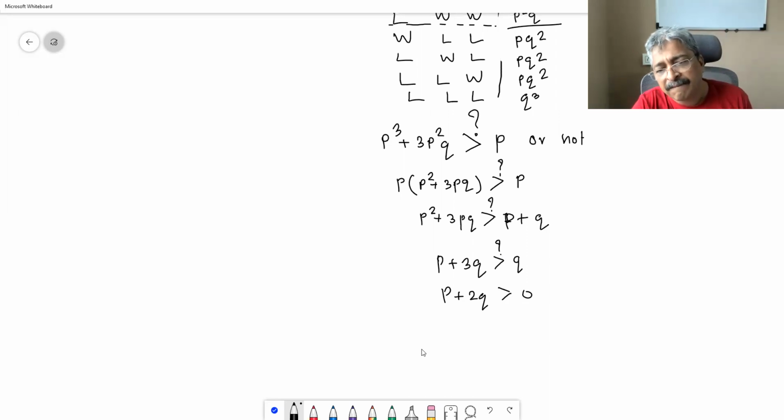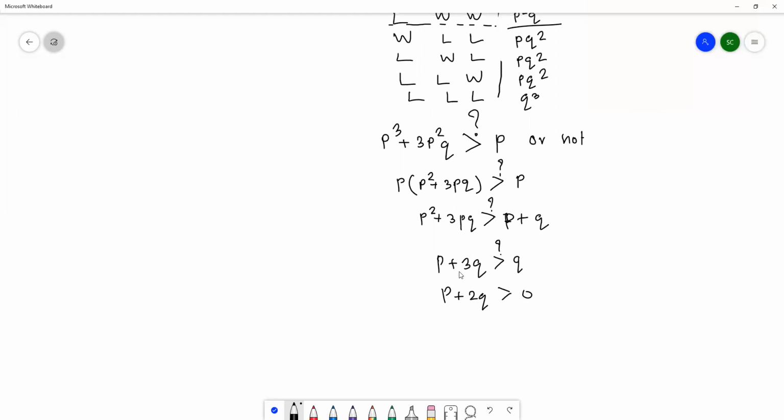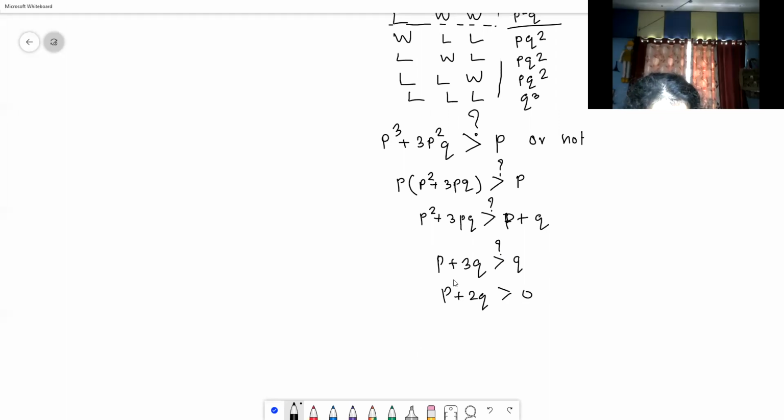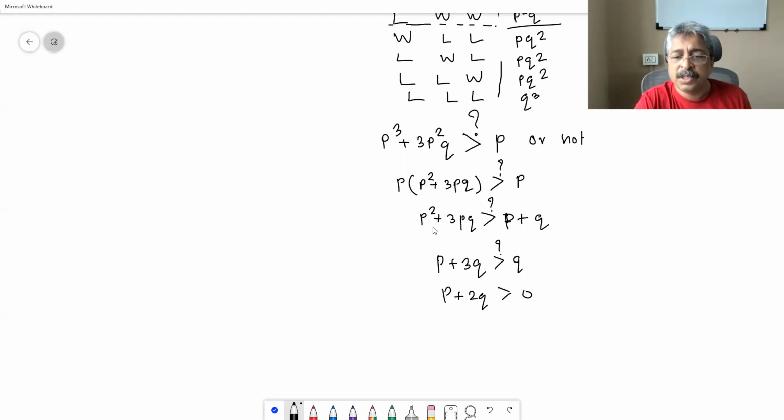Correct? 1Q is getting cancelled from. Should be 1 plus Q by P square. So P plus 3Q, is it greater than 0? Something wrong I did. Very poor algebra.